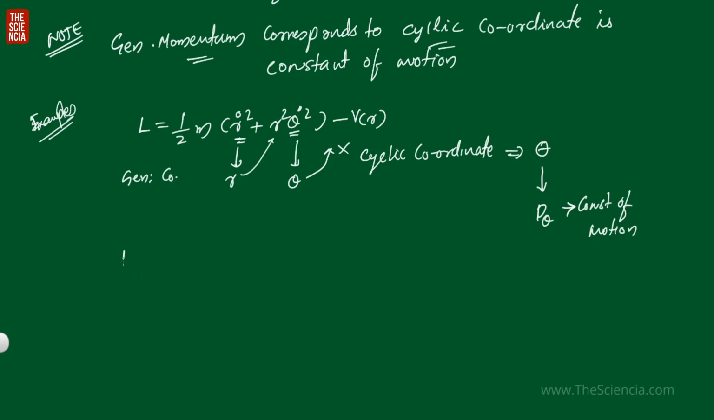And we know p theta equals dou L by dou theta dot. So we get m r square theta dot. And this value will be a constant of motion. That is, this value will not change when the body is in motion. That is, this quantity is independent of time. It is always the same.